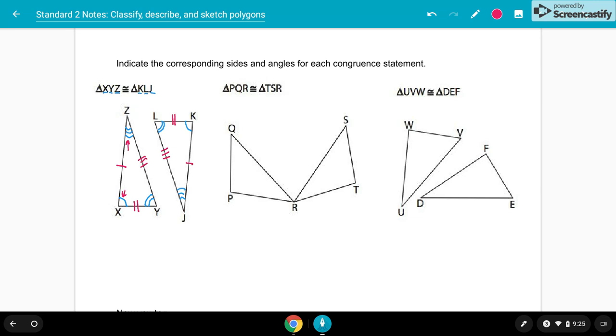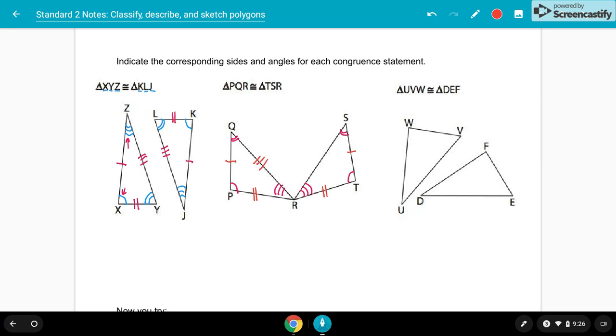All right. Triangle PQR is congruent to TSR. That means angle P is congruent to angle T. Angle Q is congruent to angle S. And angle R is congruent to angle R over here. Now, for the side lengths, this side, PQ, corresponds with ST. PR corresponds with TR. And QR corresponds with RS.